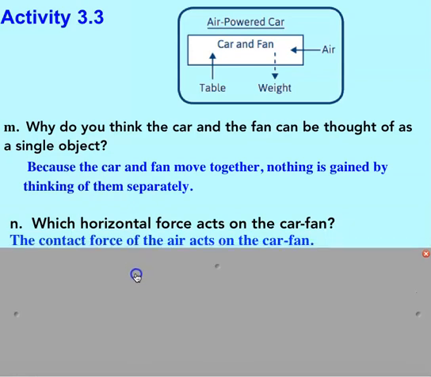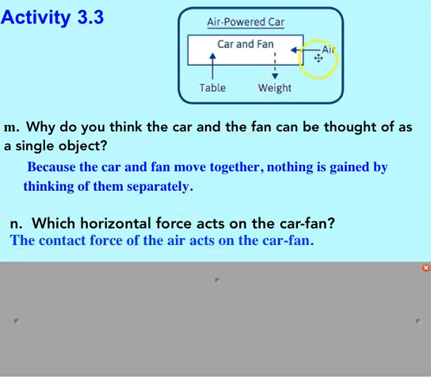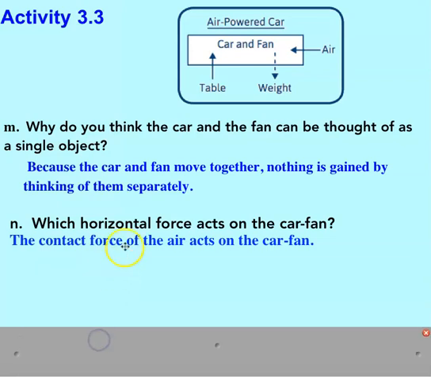Which horizontal forces act on the car fan? Well, there's just one, the air. Now you might be thinking, what? The air? Is that the fan pushing the air out? No, no, no. The fan pushes the air out in the other direction. It doesn't apply a force to the car, but the air does apply a force. So it's actually the air pushing back against the fan that causes the fan car to move. And because it's the only horizontal force, it's what causes the movement.